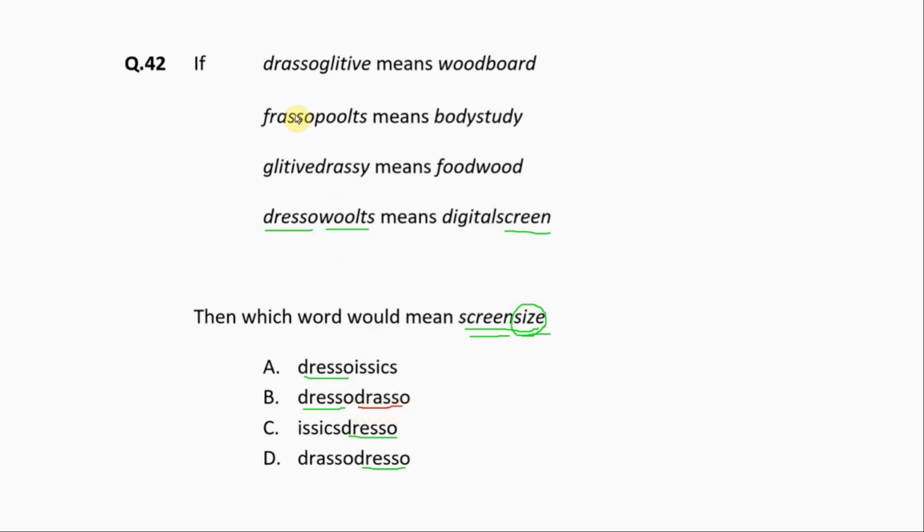Like I can clearly see draso, which either mean wood or board. So B option can be eliminated. Similarly, D option can also be eliminated. Now we have two words with different placement.